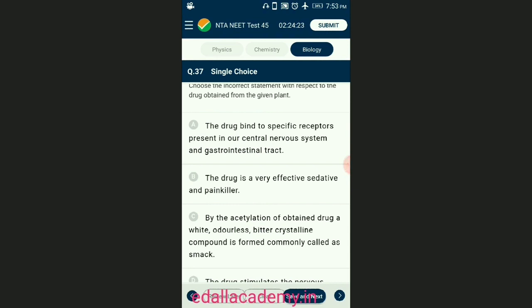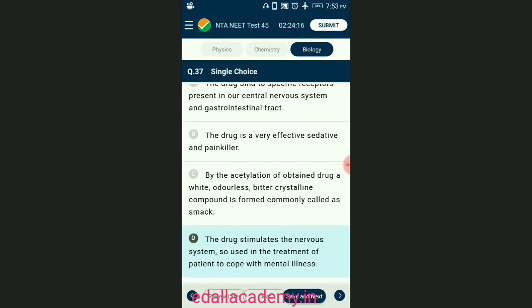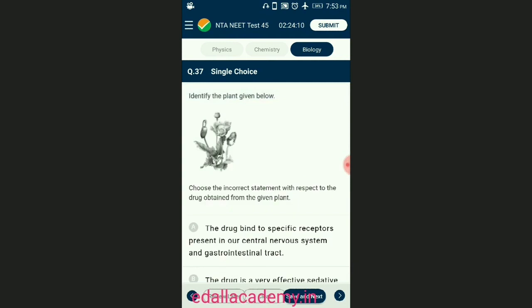So the answer for this question is option D. The drug stimulates the nervous system, so it is used in the treatment of depression to cope with mental illness. So that is the wrong statement from the given four statements about the plant.